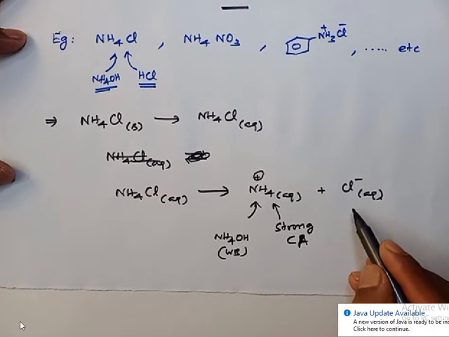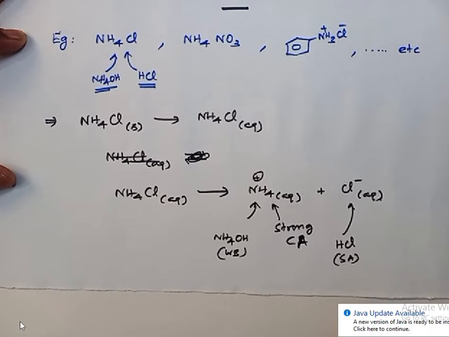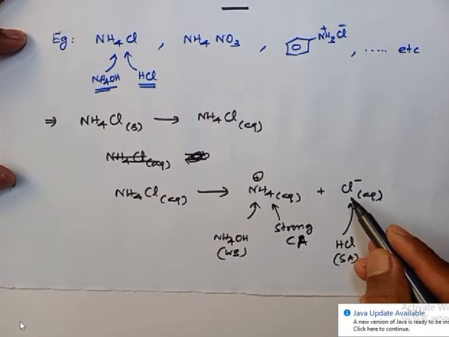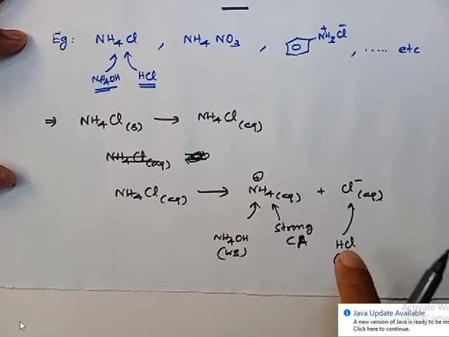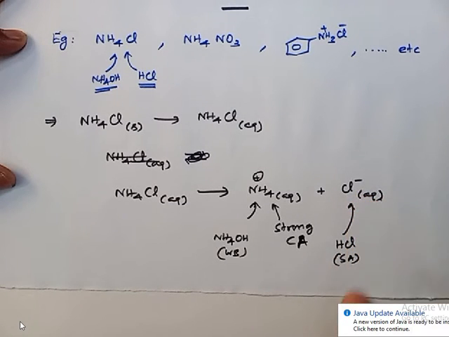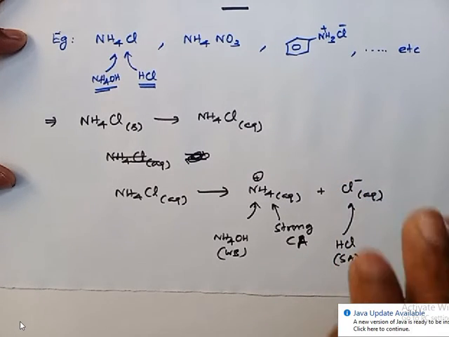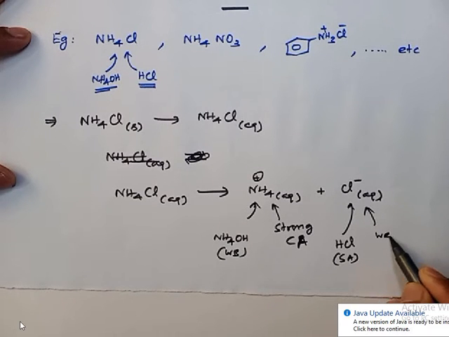Similarly, chloride ion is obtained from HCl, which is a strong acid. An acid will produce an anion, and that anion is a conjugate base. I repeat, acid produces anion, and that anion is a conjugate base. Since the acid is strong here, the anion should be a weak conjugate base. So here chloride ion is a weak conjugate base.